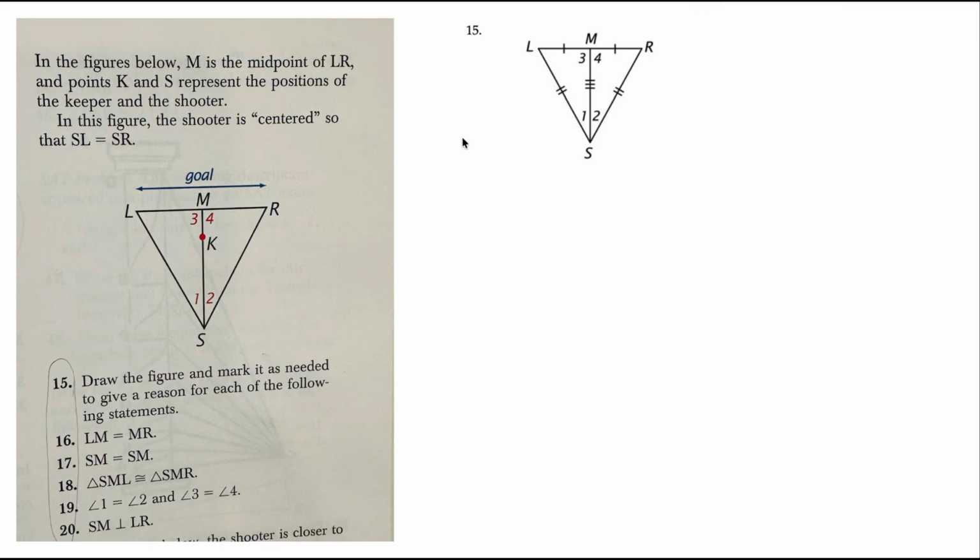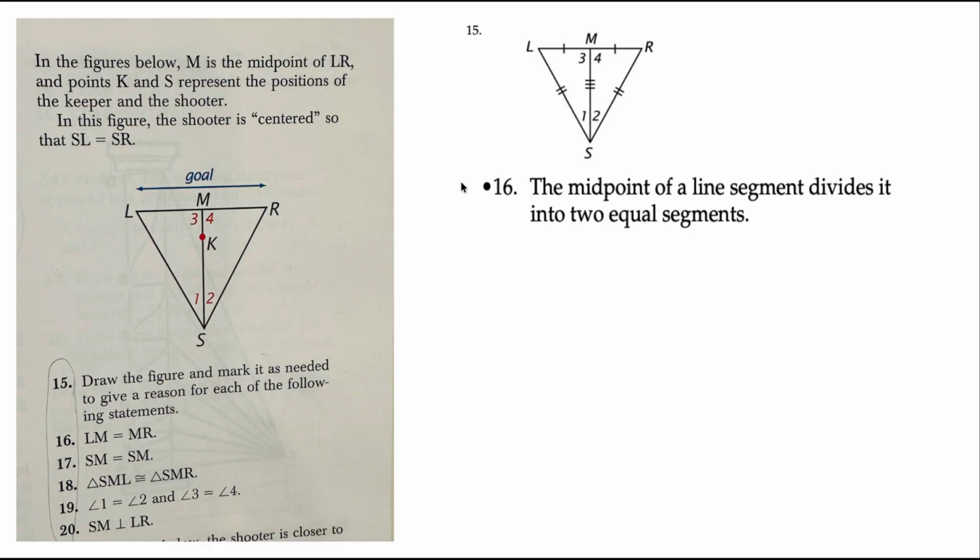16 says, give a reason for the following statements. So LM and MR are equal. How do we know this? Well, because M is the midpoint. The midpoint of a line segment divides it into two equal segments.